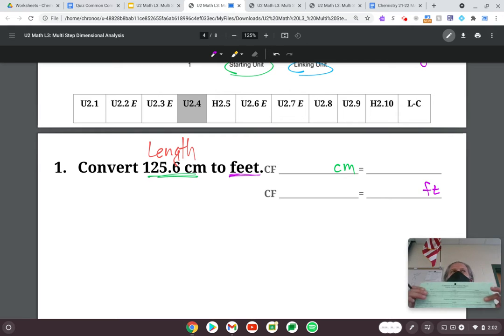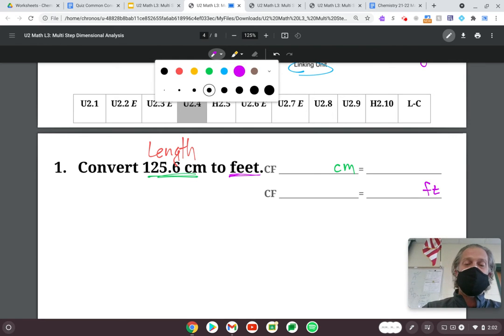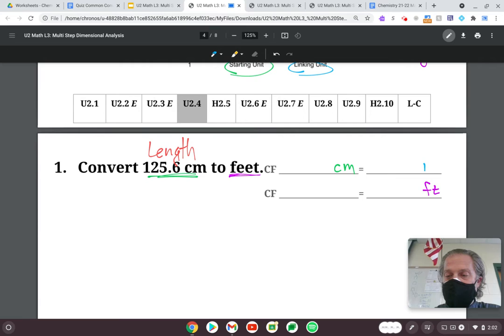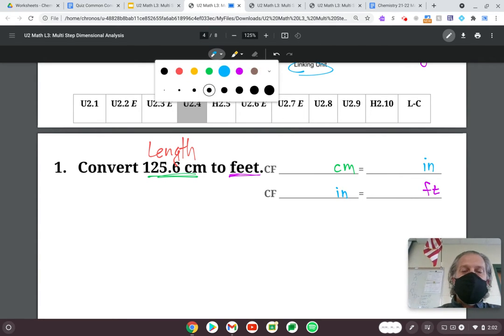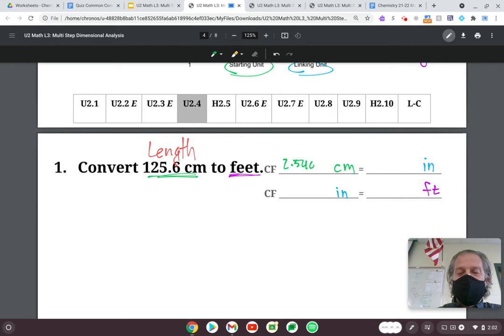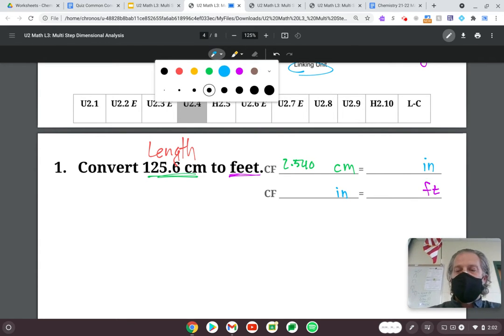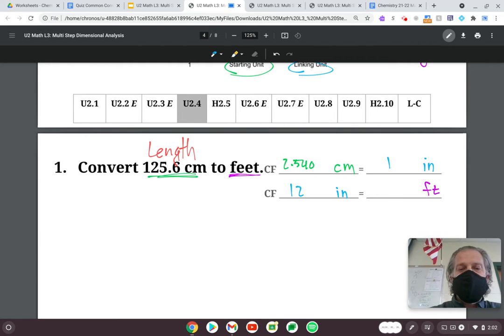So if I'm looking at this relationship here, or the set of relationships here, I see 1 inch is equal to 2.540 centimeters. And then the next time I see inches, I see that it's down in the next table, and it's 1 foot is equal to 12 inches. Those are the only times that inches are mentioned, which means that in this problem, my linking factor is going to be the inch. So the relationship is 2.540 centimeters is equal to 1 inch, and 12 inches is equal to 1 foot.